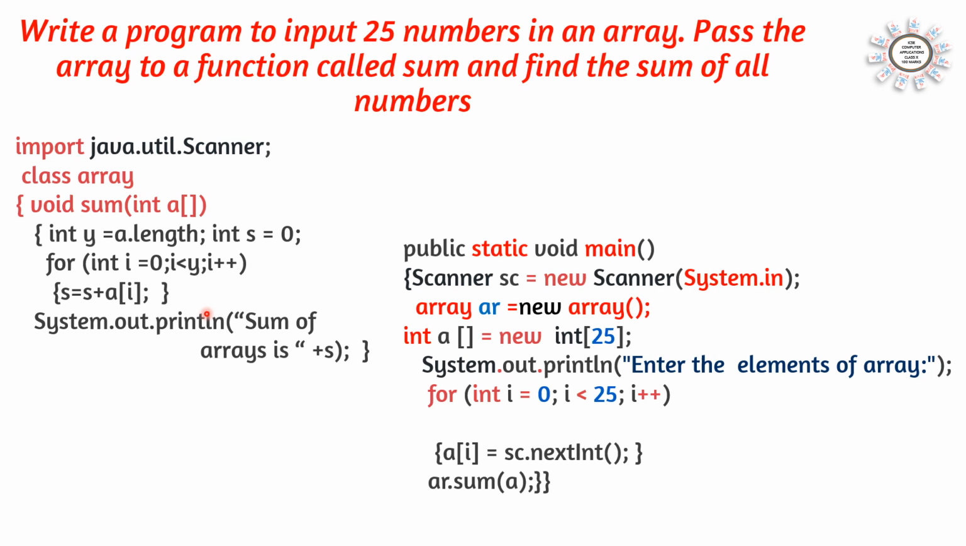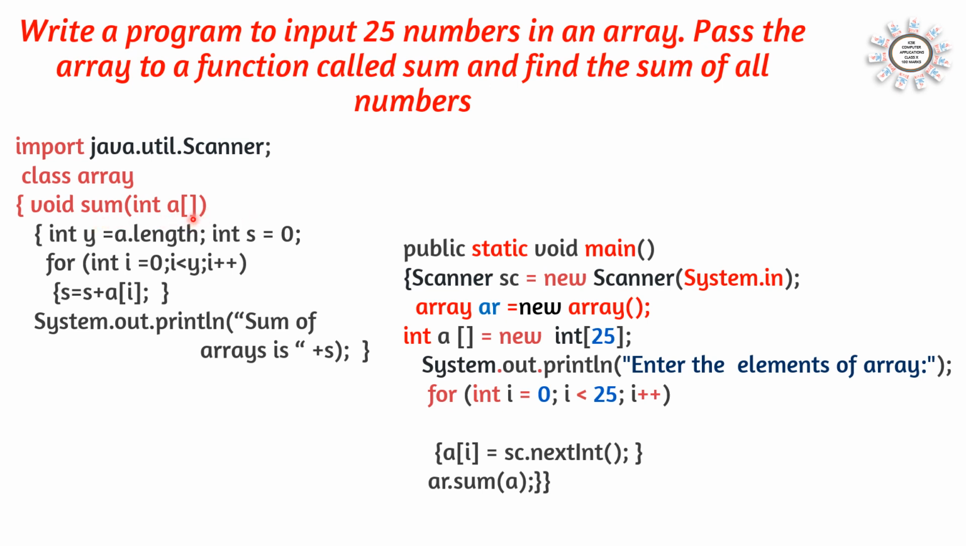And what is the function doing? The function is accepting an array from the main program, and there is no return type. That means we can write void sum. Sum is the name of the function, and no return type means void, and it is accepting an array. So int data type we have to write and the name of the array. Square brackets will indicate it is an array. So this is the prototype for accepting an array: void sum(int a[]).